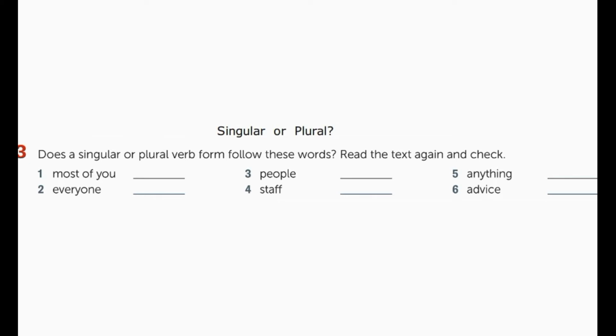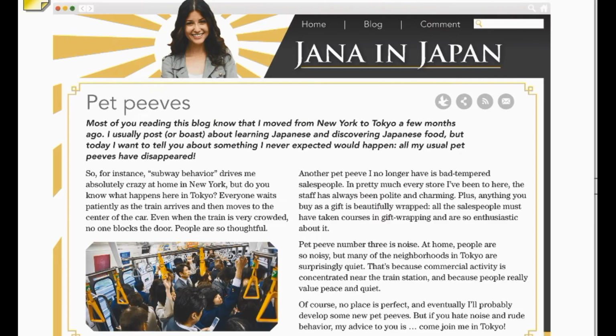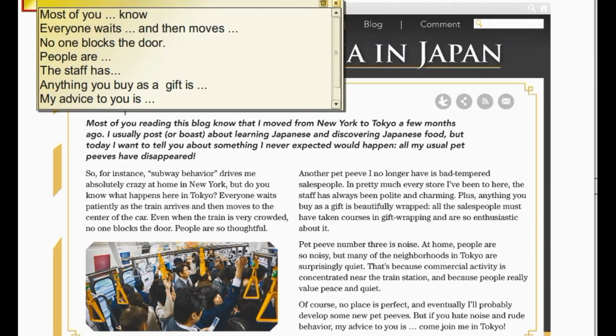Exercise number 3 asks, does a singular or plural verb form follow these words? So we have the words number 1, most of you, number 2, everyone, number 3, people, 4, staff, 5, anything, and 6, advice. Is it a singular or a plural verb that follows these words? Let's check the answers in the text. So let's take a look at the words. The first one is most. Most of you reading this blog know that I moved from New York to Tokyo a few months ago.